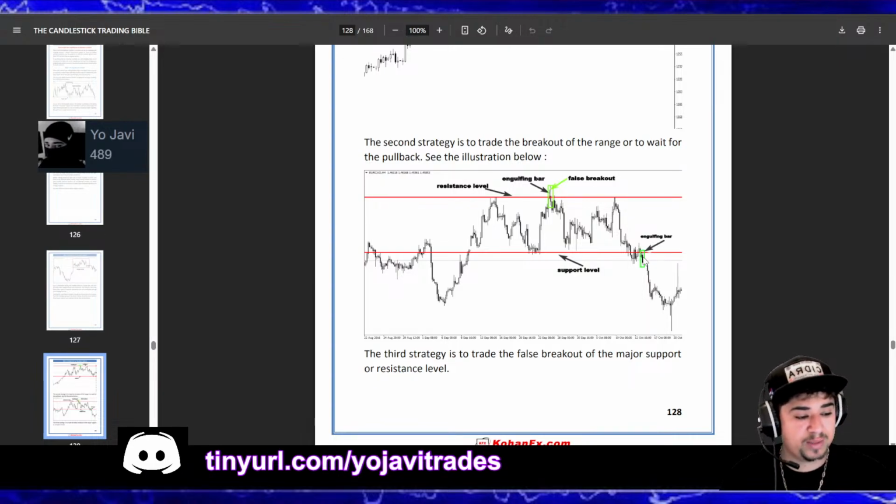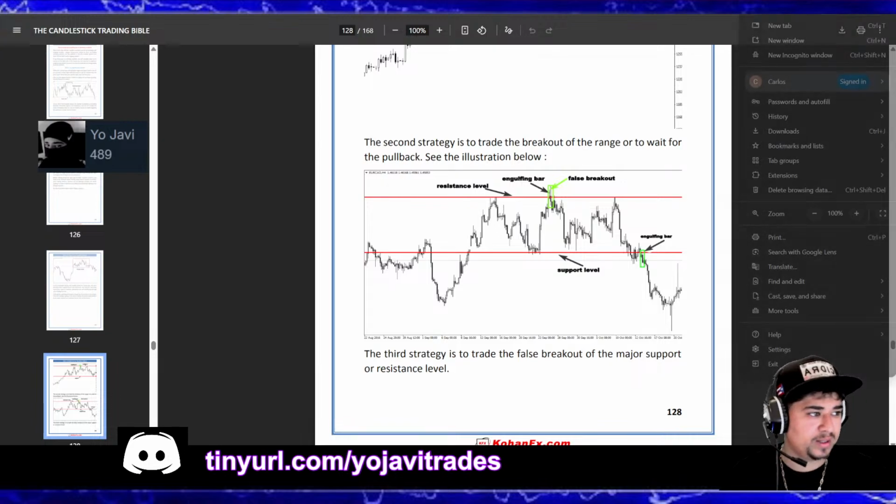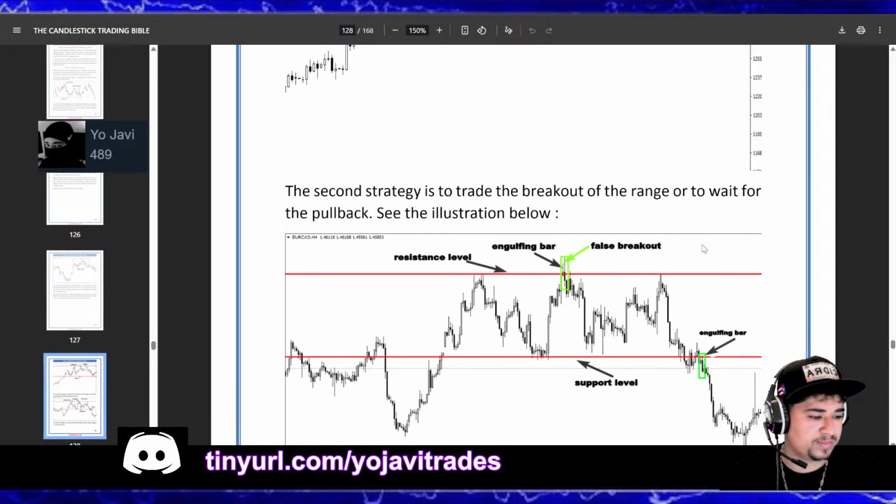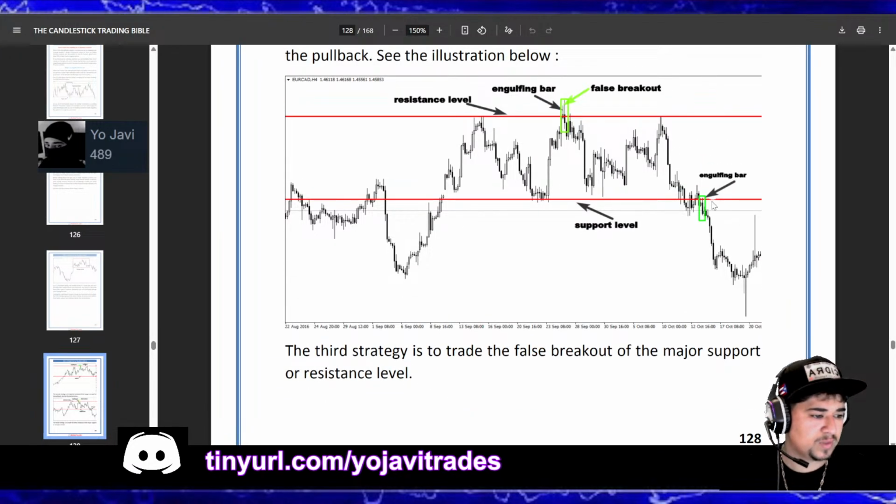And here's a successful one. This one actually broke out, this engulfing bar. Let me make it bigger. I know that looks small. So this one was a false breakout. You waited for it to come back in and then you took it. You sold. Here you could still sell, but you wait for the candle to close. If you see that it becomes an engulfing bar, boom, you sell.